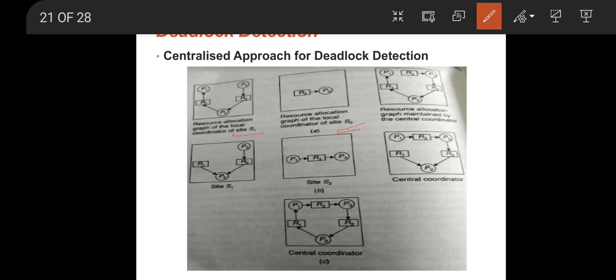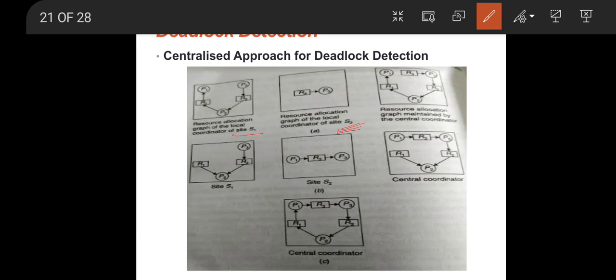Similarly for S2, its own resource is R3. Now I'll see the processes that are either requesting R3 or have R3 allotted. Here we can see P3 has already got hold of R3. So I will draw the edge from R3 to P3, and there is no other process currently requesting it.